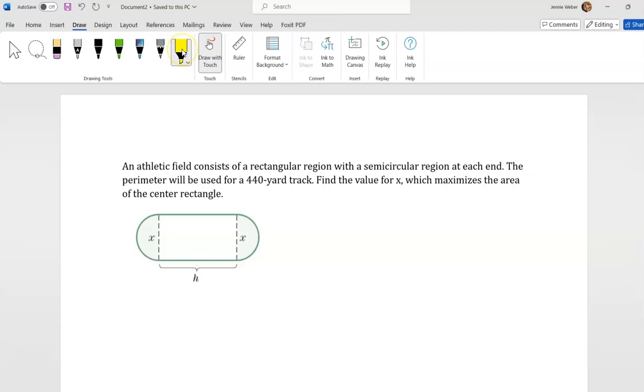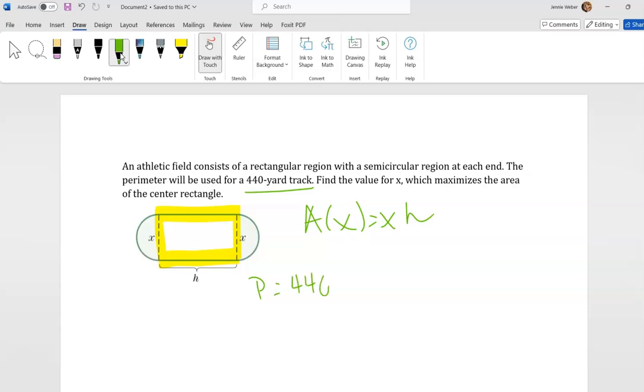So when I look at this, I have a couple things. I want to maximize this area, right? So what I'm actually trying to maximize is x times h. But I have another piece here. First of all, I don't want this in 2 variables, so I need to write something with this h. What I'm going to use is the perimeter. So I know my perimeter equals 440, and I've got to figure out what that is.